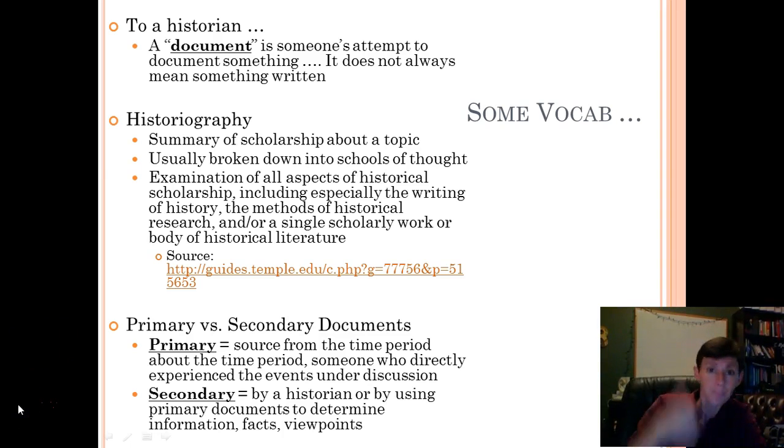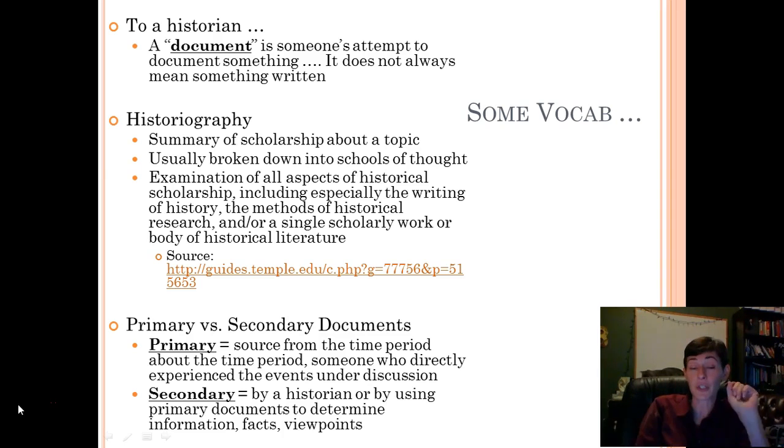Also, we need to understand the difference between primary and secondary sources. A primary source is something that comes from the time period under study. It's sometimes called an eyewitness account, somebody who directly experienced whatever it is that they're documenting.